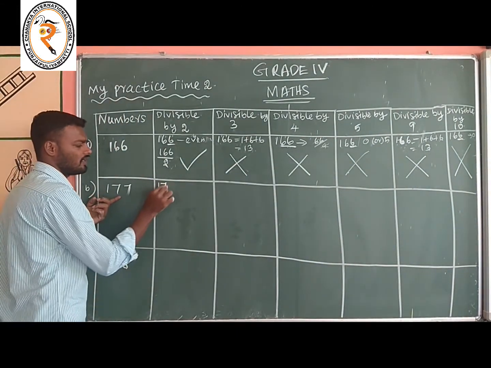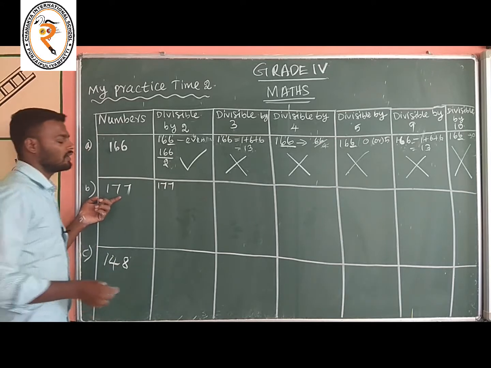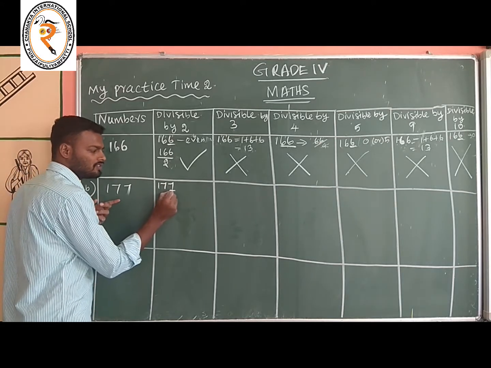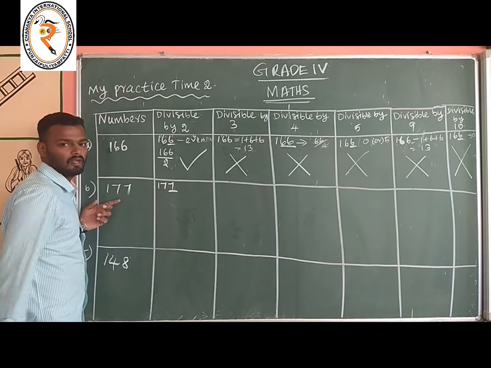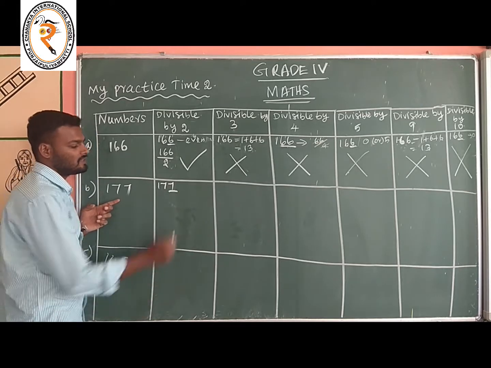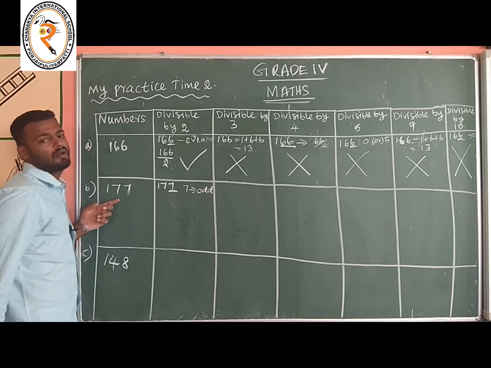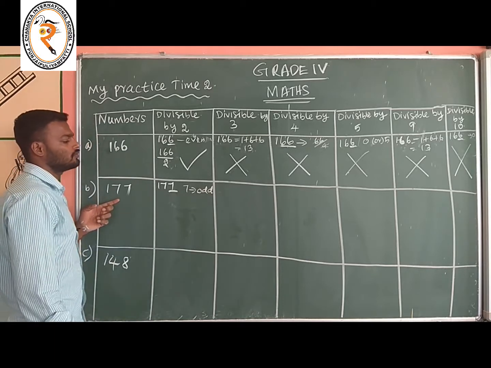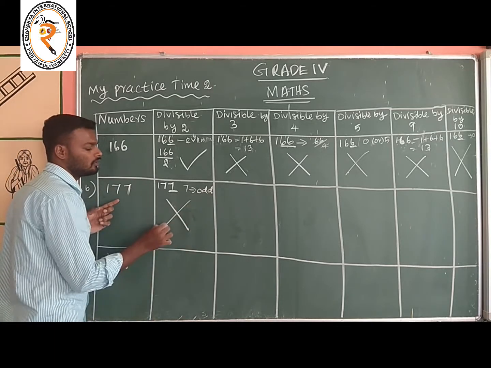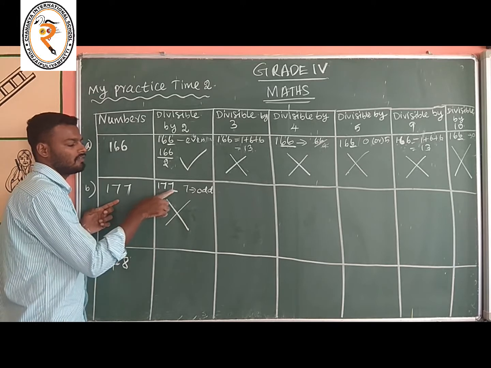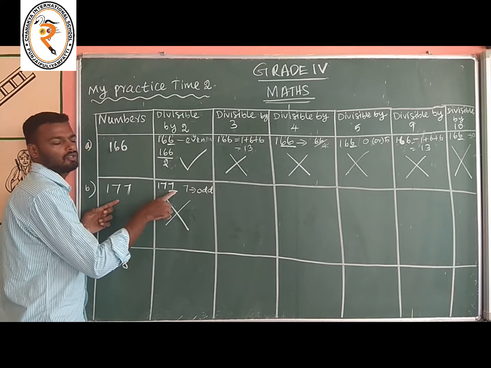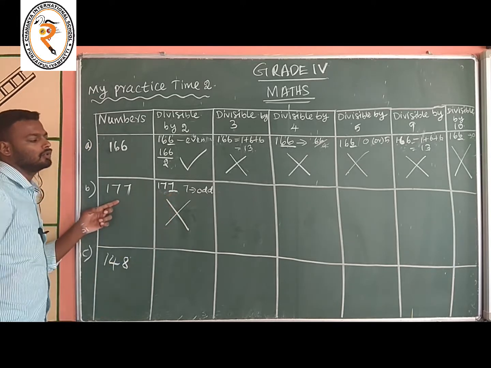The next number is 177. Here the unit digit, the last digit, is 7. 7 is an odd number, so it is not divisible by 2. Therefore 177 is not divisible by 2.